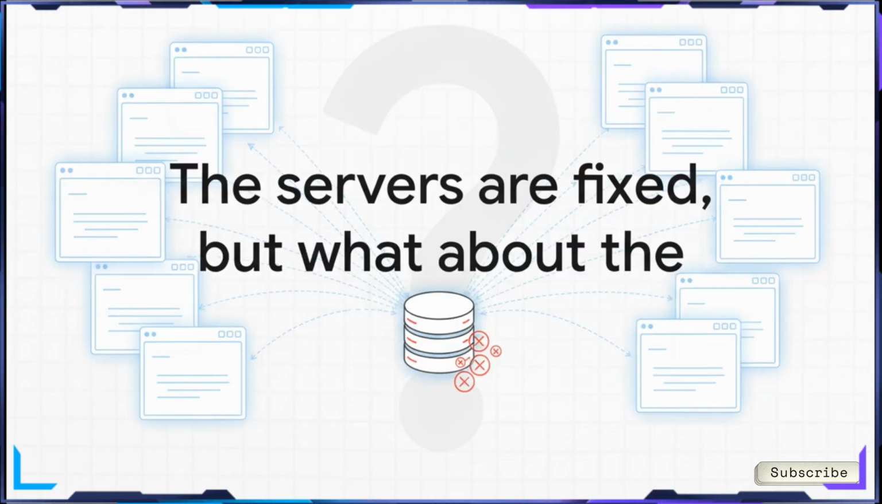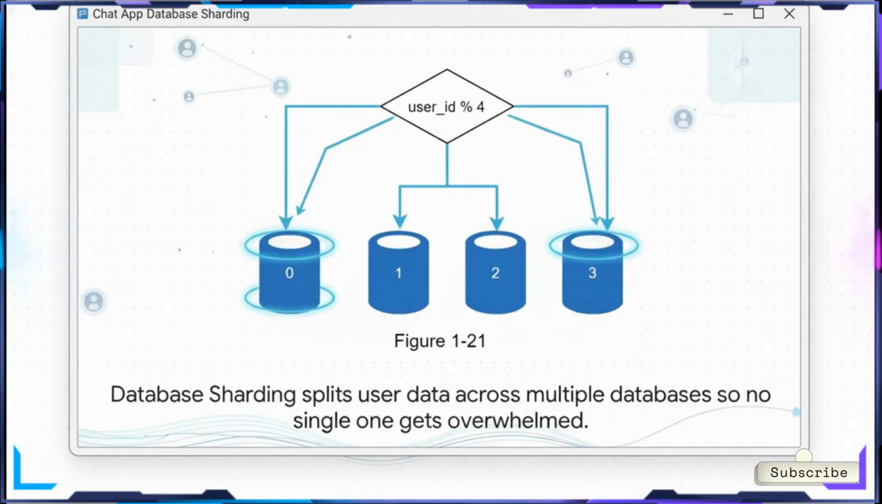So we fixed the traffic problem, but you know how this goes. We've just created a new one. All of our shiny new servers are now trying to read and write all our chat histories to the same single database. And pretty soon, that database is going to become our new bottleneck and grind the entire system to a halt. The solution here is a really clever technique called sharding.